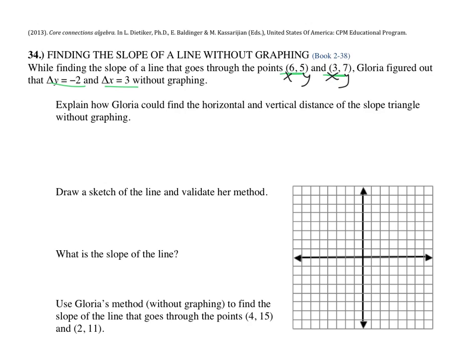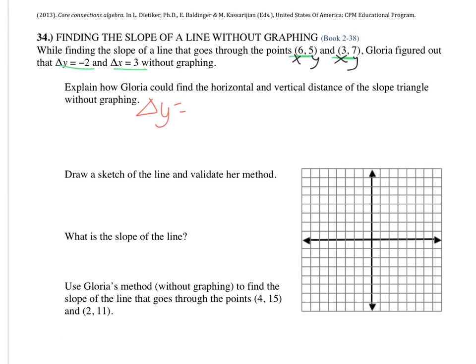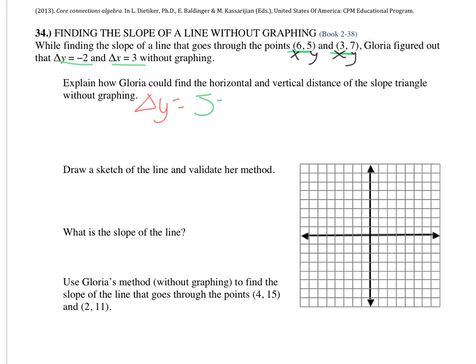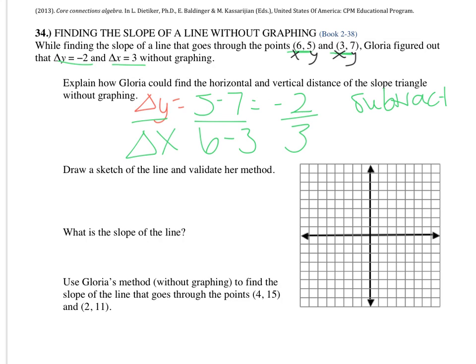So if I want to find the change in y, we are going to subtract. So we have 5 minus 7, which gives us our -2. And our change in x will have 6 minus 3, which gives us our change of 3. So we are subtracting those values. So I'm just going to say subtract. So now we can draw a sketch of the line to validate her method.